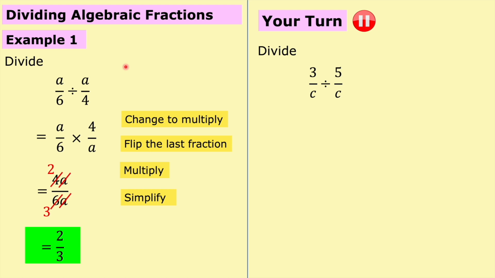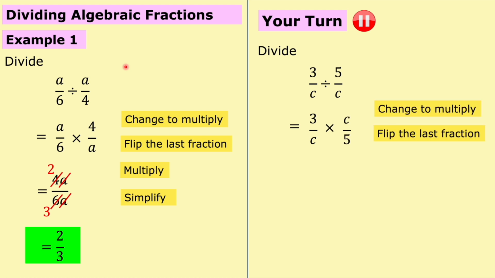Okay, so we are going to follow the steps of dividing fractions. First fraction stays the same. Change that sign to a multiply. Flip the last fraction. So you've got 3 over c multiplied by c over 5. Now we can go ahead and multiply as we normally would.